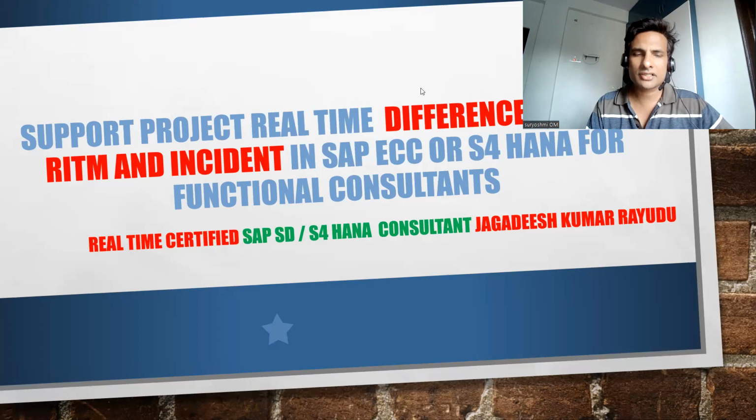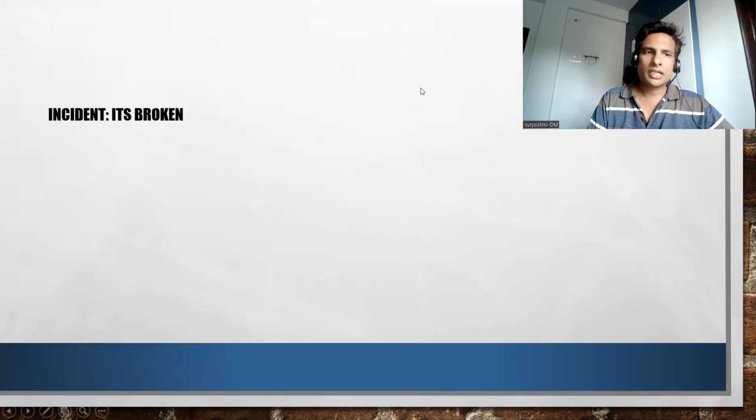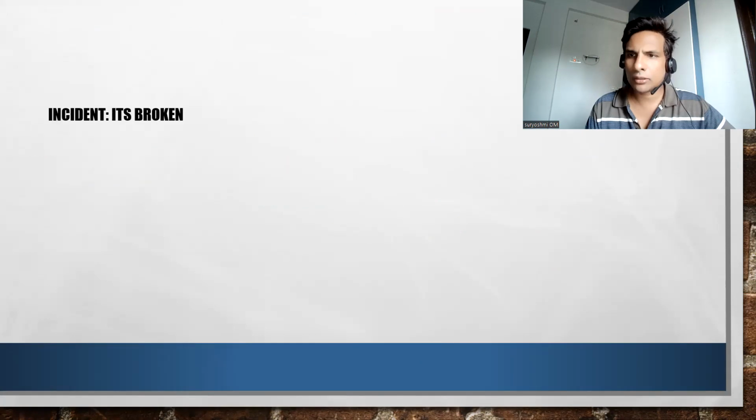What is basically an incident? Incident means it's broken. Something broken. For example, you got an incident: it is mandatory for shipment, route is mandatory. So in the sales order, route is not determined. It's broken. In a simple example, I'll try to extend this example. What is the basic difference between incident and RITM?